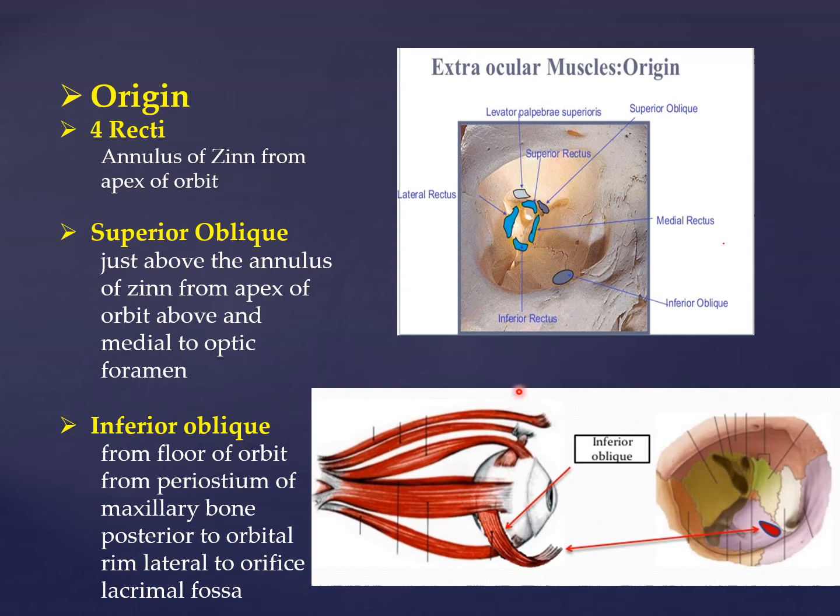The 6th muscle, which is inferior oblique, is the only muscle which arises from the front of the orbit. It arises from the orbital plate of the maxillary bone just posterior to the anterior orbital rim. This is the anterior orbital rim and this is the orbital plate of the maxilla. So this inferior oblique gets its origin from the orbital plate of the maxilla, from the front side of the orbit. The rest of the 5 muscles arise from the back of the orbit.